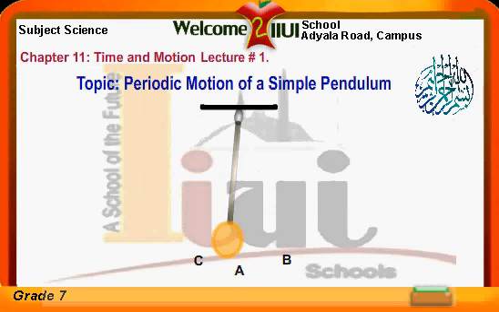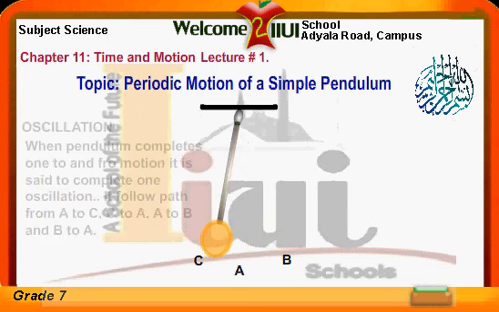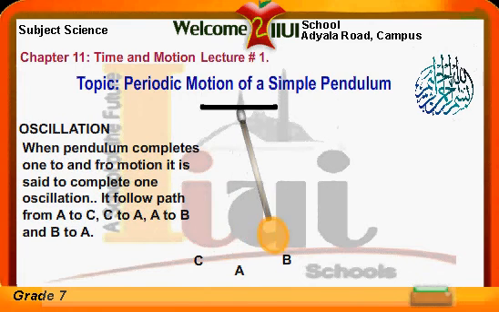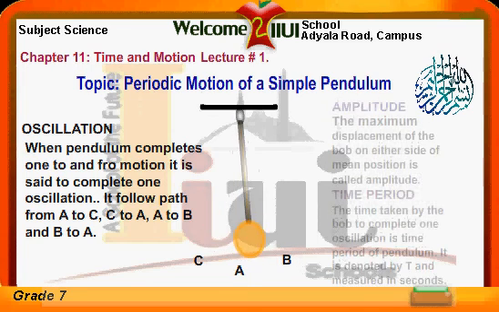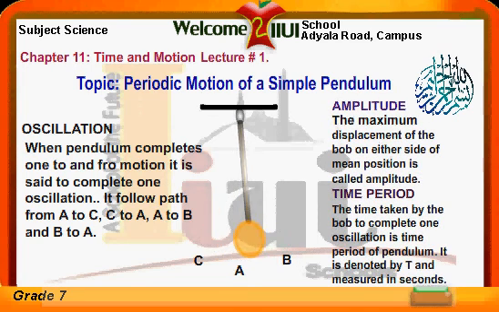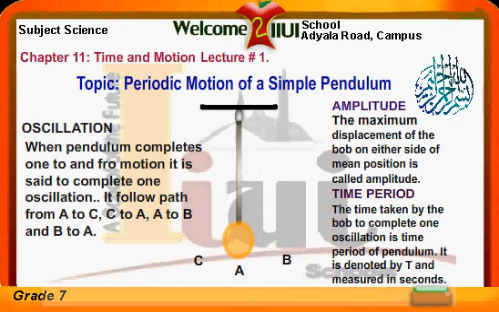Dear students, as you see in the animation, when the pendulum completes one to and fro motion, it is said to complete one oscillation. One complete oscillation follows a path from A to C, C to A to B, and B to A. The maximum displacement of the bob on either side of the mean position is called the amplitude of oscillation.